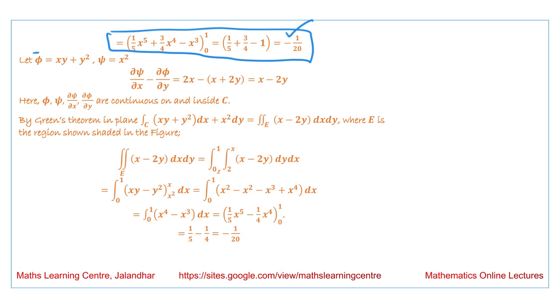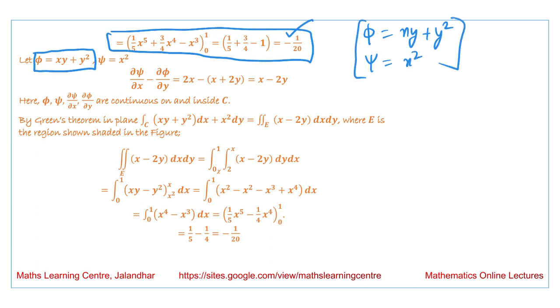Next, let phi be equal to xy plus y square, and the value of psi is equal to x square. These two values we have obtained from the given integral. Now if we calculate the value of the partial of psi with respect to x minus the partial of phi with respect to y, the answer we get is 2x minus 2y. Wait, it is 2x minus (x plus 2y), so it is equal to x minus 2y.